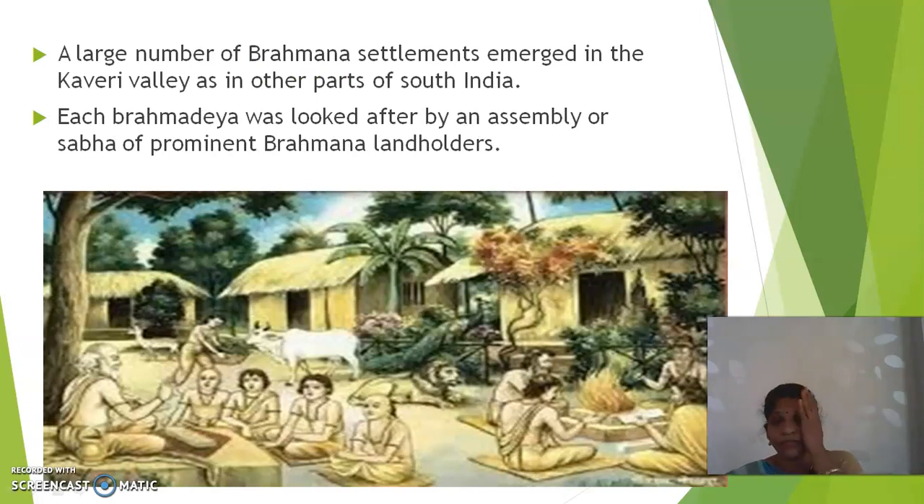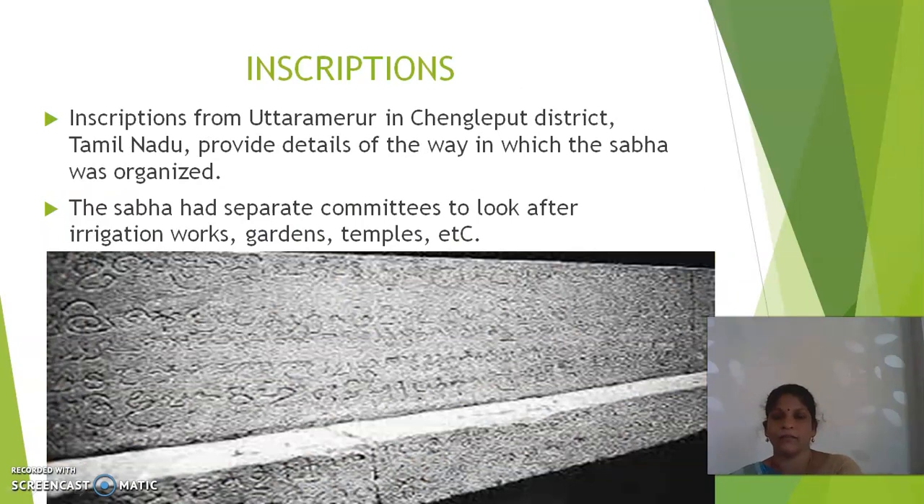Here we heard the word Sabha. A large number of Brahmana settlements emerged in the Kaveri valley. Each Brahmadeya was looked after by the assembly or Sabha. Underline the word Sabha. The Sabha had separate committees to look after the irrigation works, gardens, temples, etc.